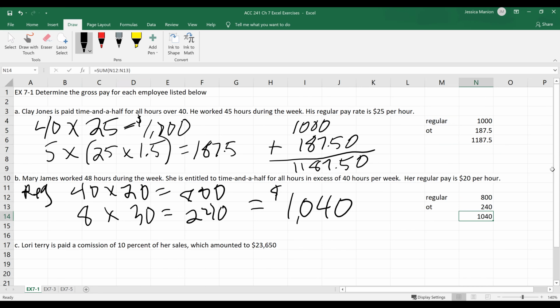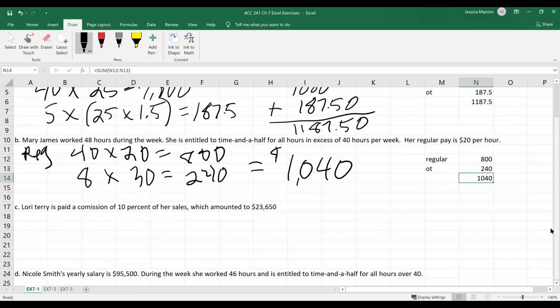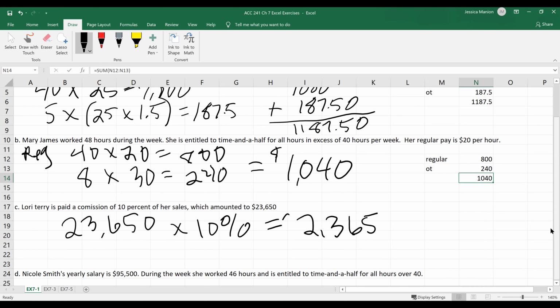Okay, just a couple more here. Letter C, Lori Terry is paid a commission of 10% of her sales, which amounted to 23,650. So she had sales of 23,650 times 10% means her gross pay would be 2365. Hopefully we're all comfortable with that.